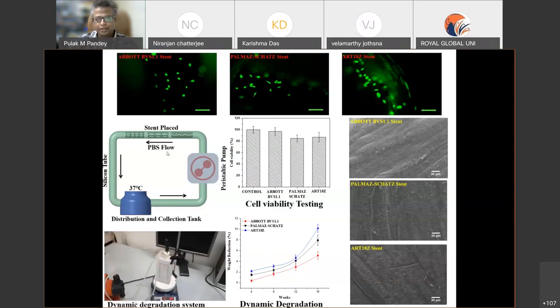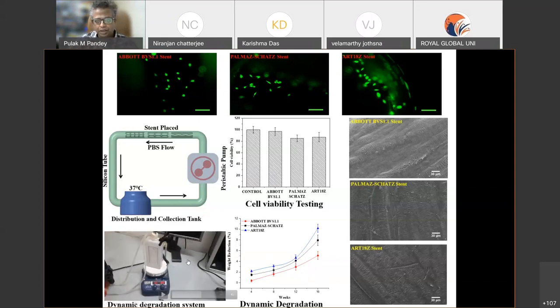Because it is a biodegradable material, it has to be biofriendly, it is to be degraded, and the cell adhesion has to take place. So biological studies have been conducted in order to establish that it is biologically stable and non-toxic, and of course degrading also with time.